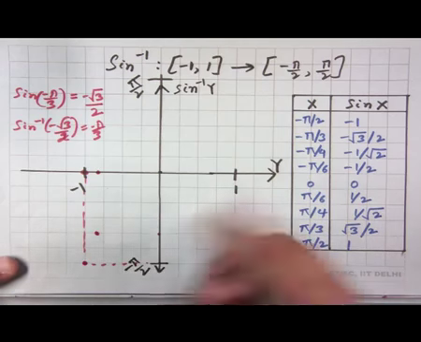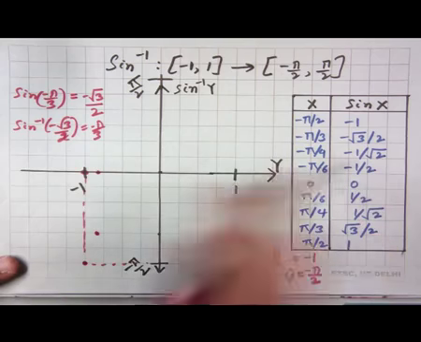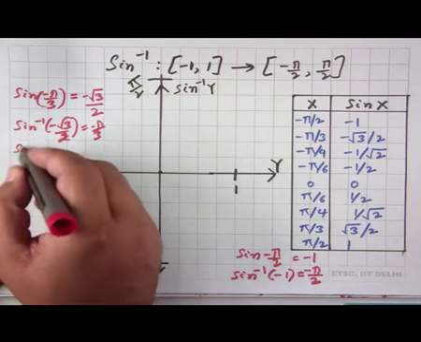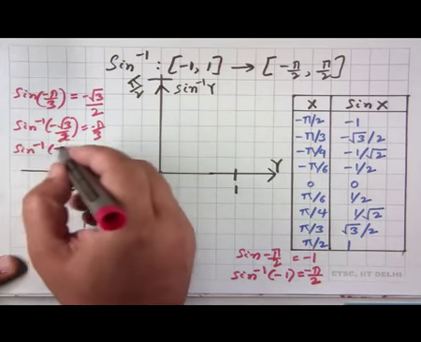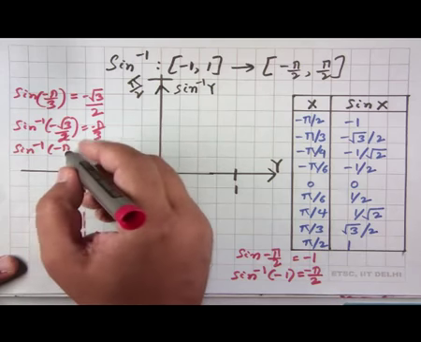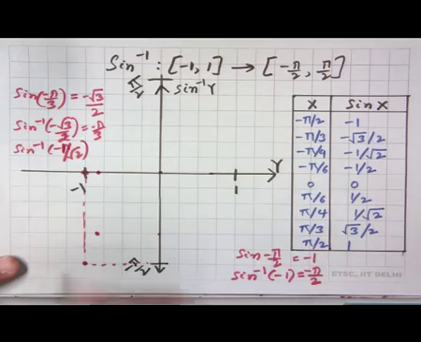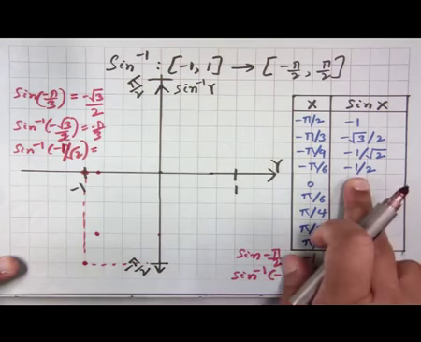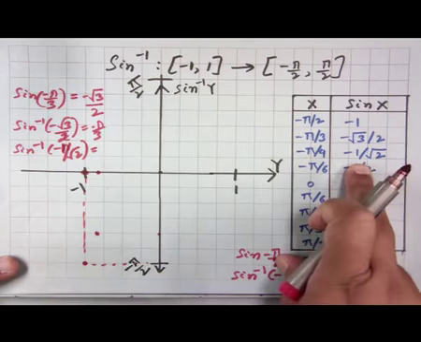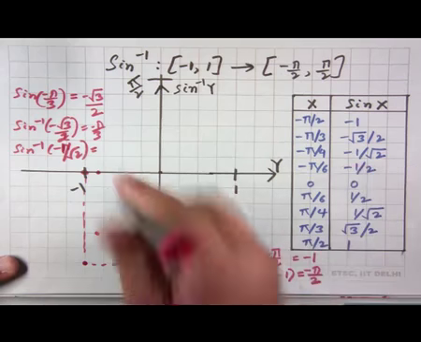Therefore, this is the point on the graph that we get. Similarly, from this graph we can also show that sine inverse of -1/√2 will be -π/4.